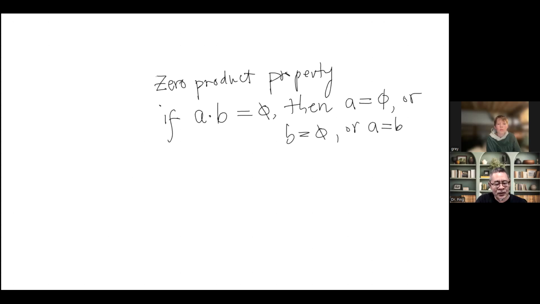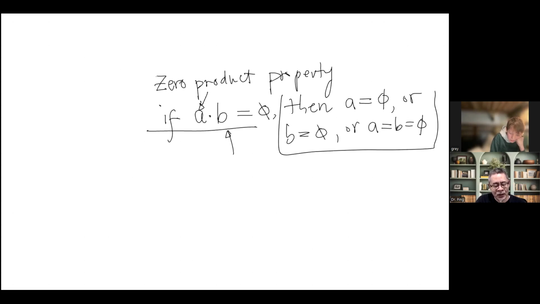Good? Because if A is 0, then it doesn't matter what B is. Anything times 0 is 0. Similarly, if B is 0, it doesn't matter what A is. And of course, if A and B are both zero, then 0 times 0 is 0. So from here, we have those possibilities, and that can help us to solve quadratic equations.